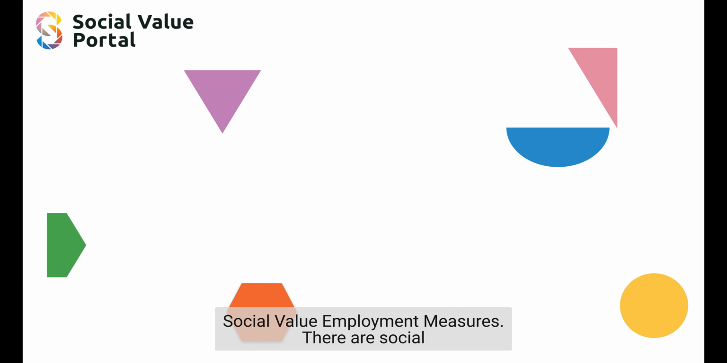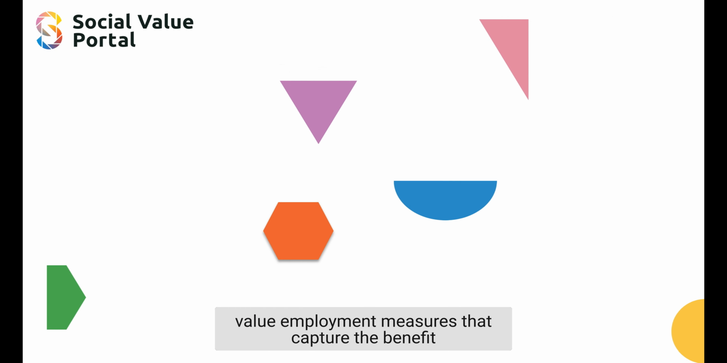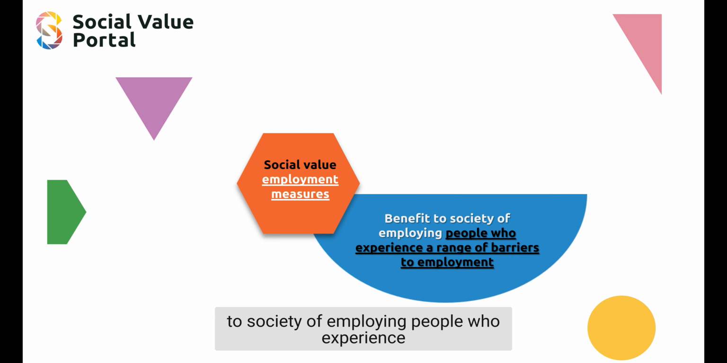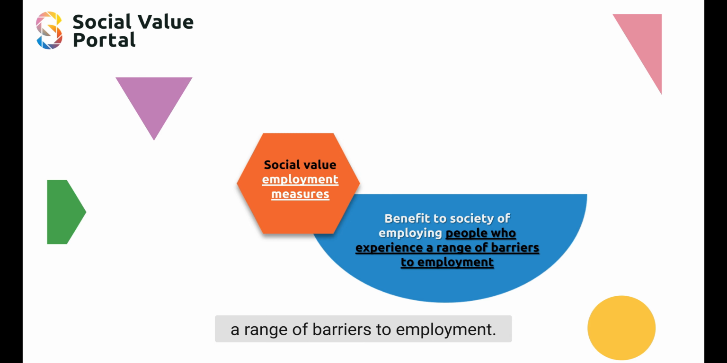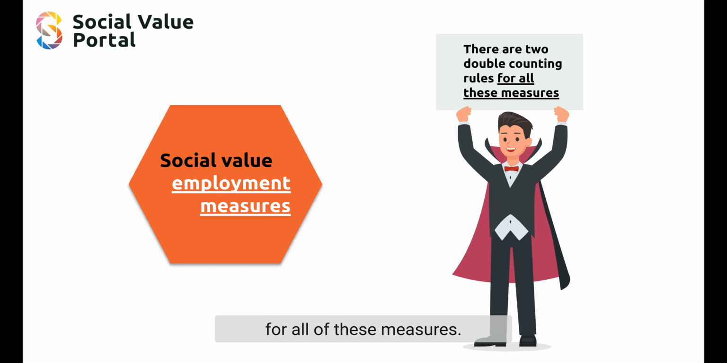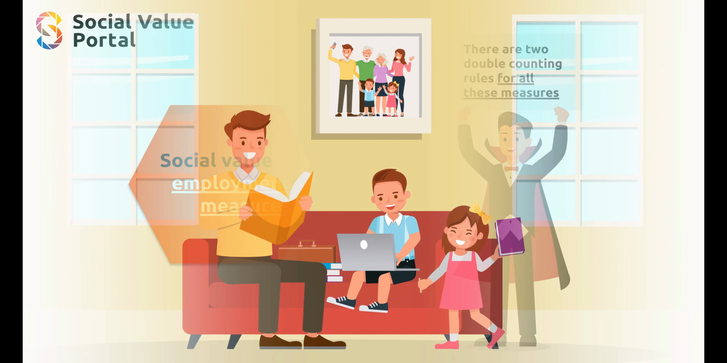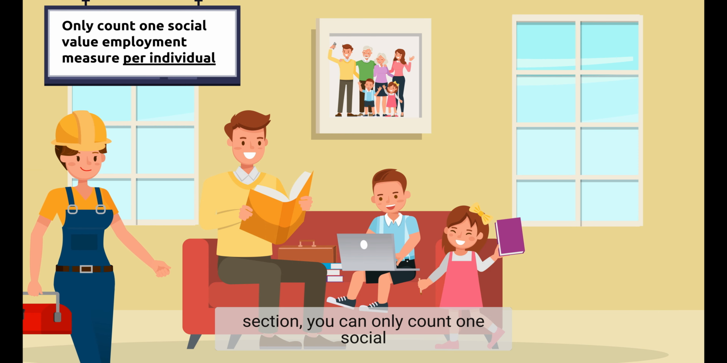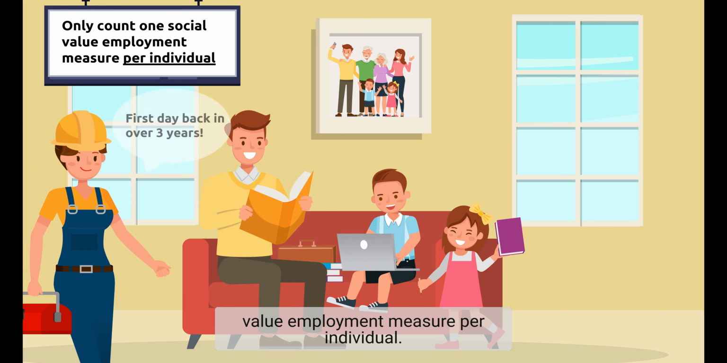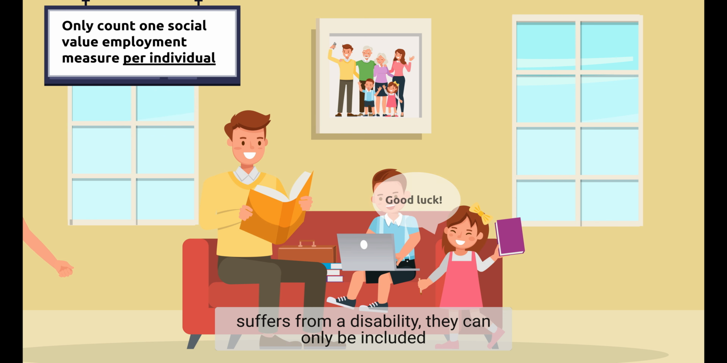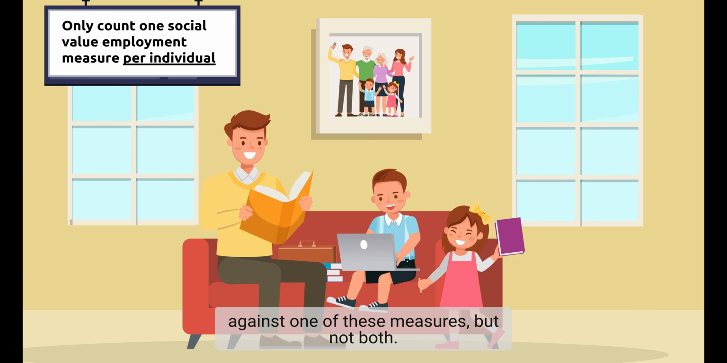Double counting social value employment measures. There are social value employment measures that capture the benefit to society of employing people who experience a range of barriers to employment. There are two double counting rules for all of these measures. As we saw in the basic principles section, you can only count one social value employment measure per individual. So, if an individual is long-term unemployed and suffers from a disability, they can only be included against one of these measures, but not both.